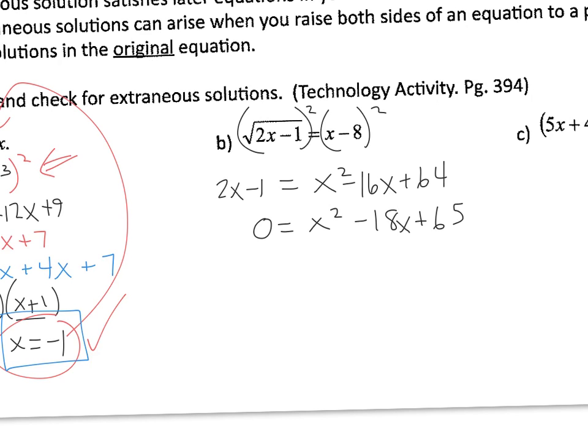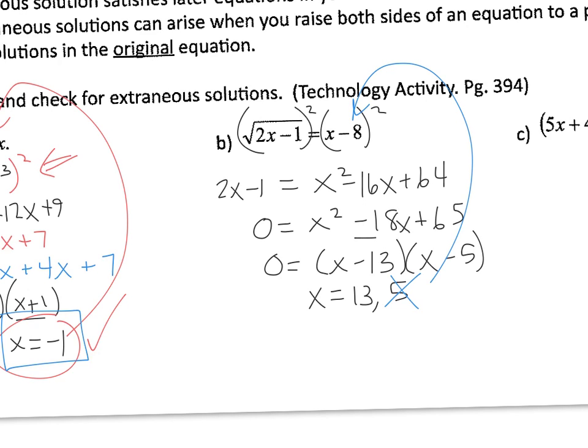You could solve by factoring, or, well, let's check to see if it's factorable. Or if you can't factor it, do the quadratic formula. So I do factors of 65 that add up to negative 18, and that's going to be negative 13, negative 5. So this factors into x minus 13, x minus 5. So using the zero product property, x equals 13 and 5. When I plug this in, 5 doesn't work, but 13 does. So 5 is an extraneous solution.